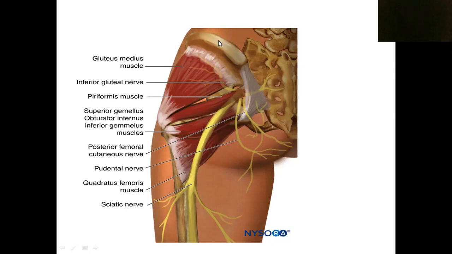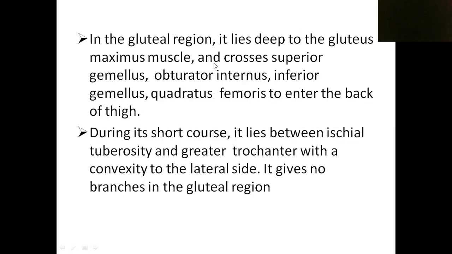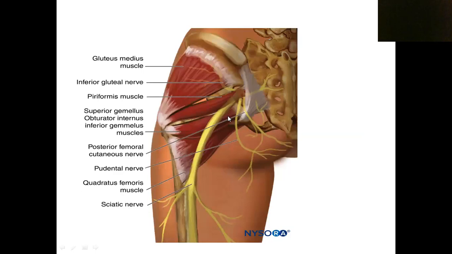Here we have removed the gluteus maximus, meaning the gluteus maximus is not there in this diagram. So it lies on the superior gemellus muscle, obturator internus muscle, inferior gemellus muscle, and quadratus femoris muscle. See it once again. In the upper part we have the superior gemellus, and in the lower part the inferior gemellus, then the obturator internus, then here the quadratus femoris. We can conclude that it lies on these muscles: superior gemellus, inferior gemellus, obturator internus, and quadratus femoris.